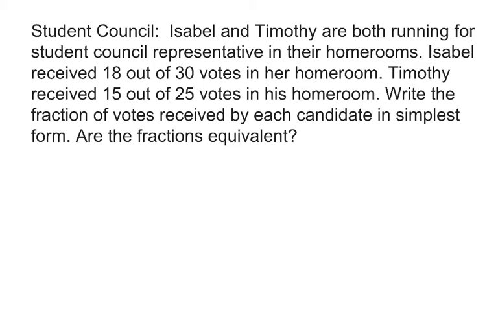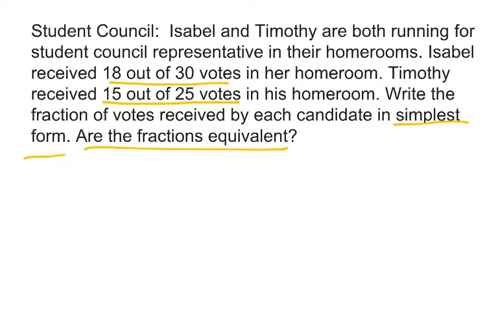Student council. Isabel and Timothy are both running for student council representative in their homeroom classes. Isabel received 18 out of 30 votes. That "out of" often is a pretty good hint that there's a fraction. in her homeroom. Timothy received 15 out of 25 votes in his homeroom. Write the fraction of votes received by each candidate in simplest form. Are the fractions equivalent? So we need simplest form.